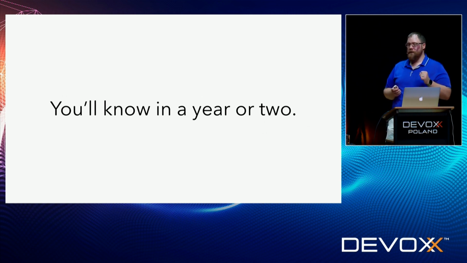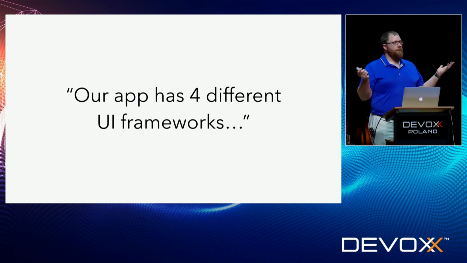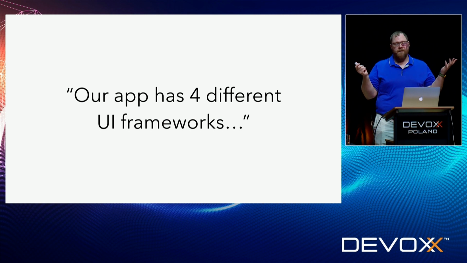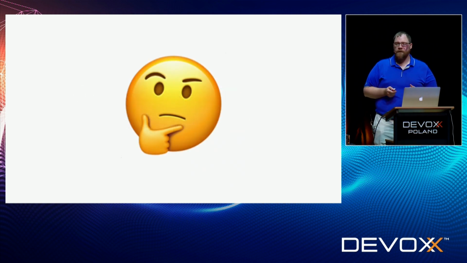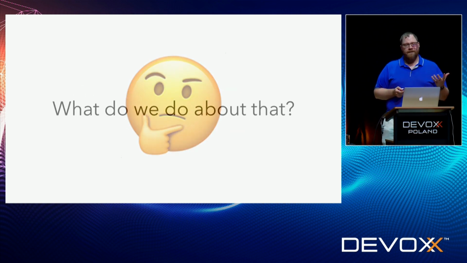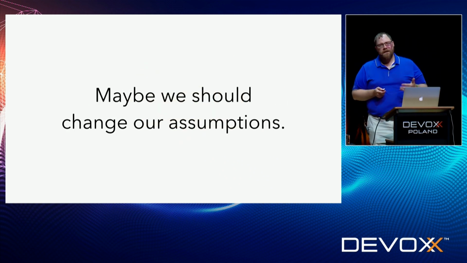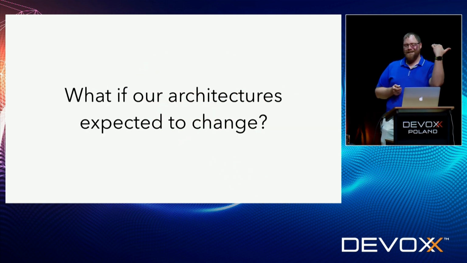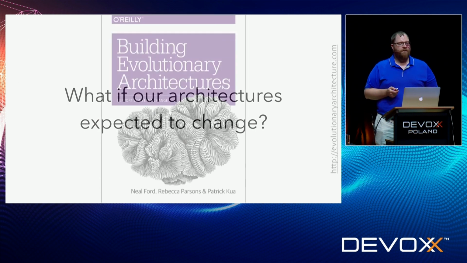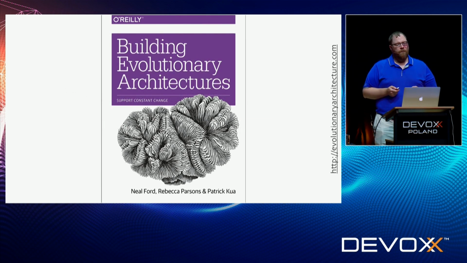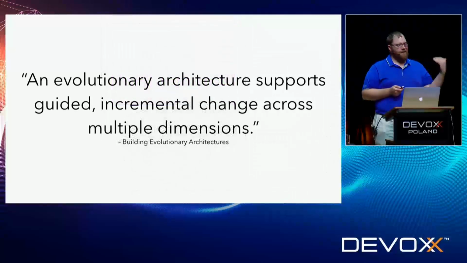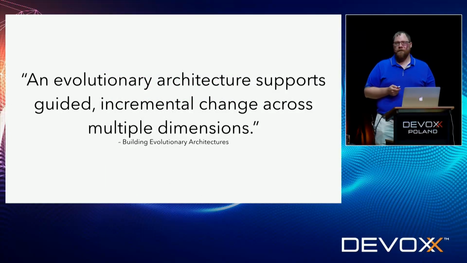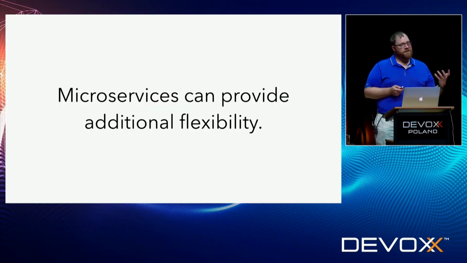If they're not, you end up in a situation like this where, oh, hey, our app's got a whole bunch of different UI frameworks in it. I wonder how that happened. So how do we react to that? Well, maybe we change our assumptions. Maybe we decide architecture should be designed to change. That's the core tenet of this book, which says we expect an architecture to support guided incremental change. Microservices help here. They give us some additional flexibility.